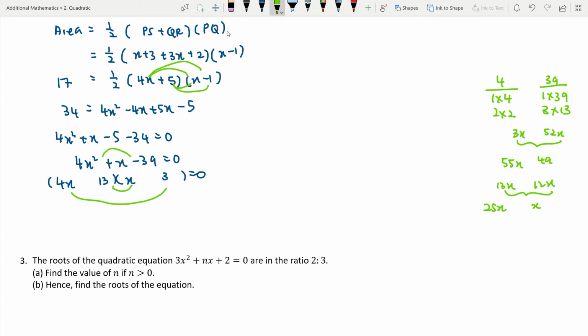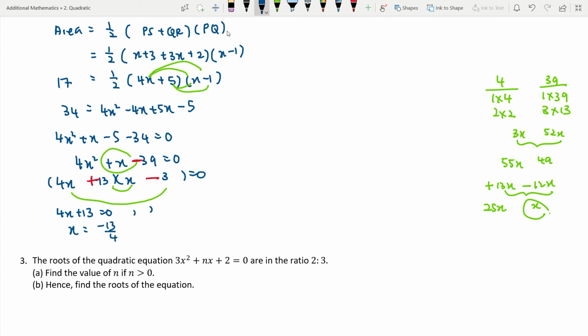X is the value that we are looking for. In order to get a positive x, we plus 13x minus 12x. The positive follows the 13x. The negative follows the 12x. And lastly, we need to check positive and negative. We will obtain a negative. Therefore, 4x plus 13 is equal to 0. X is equal to negative 13 over 4.